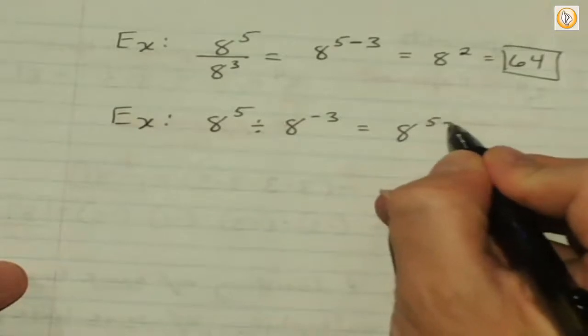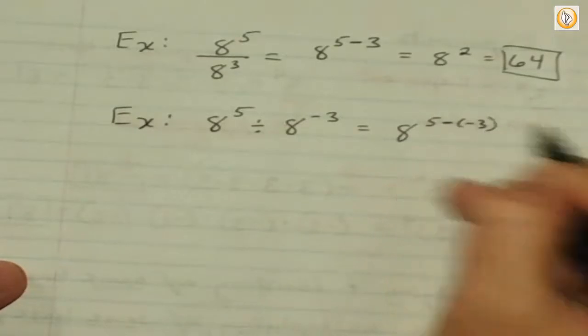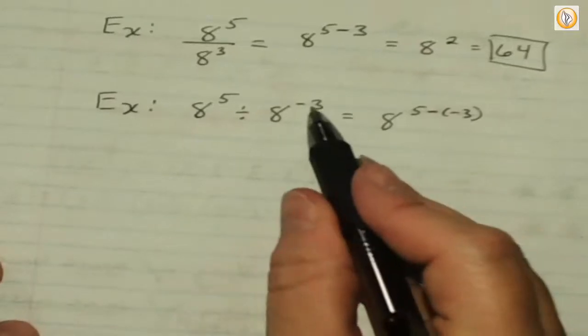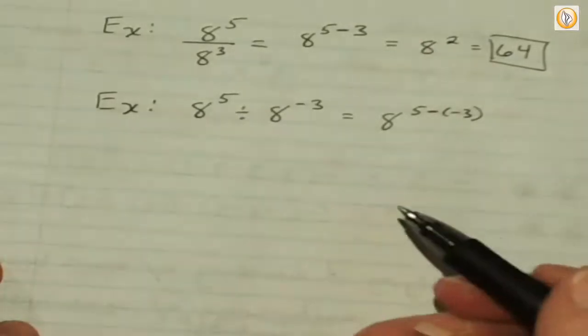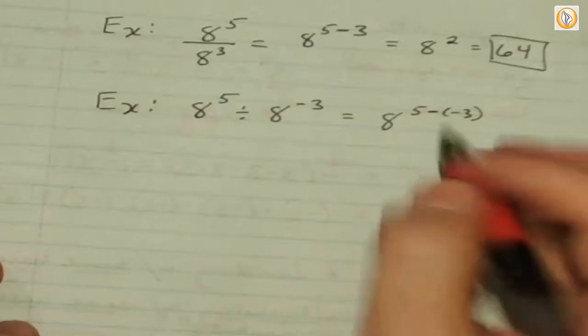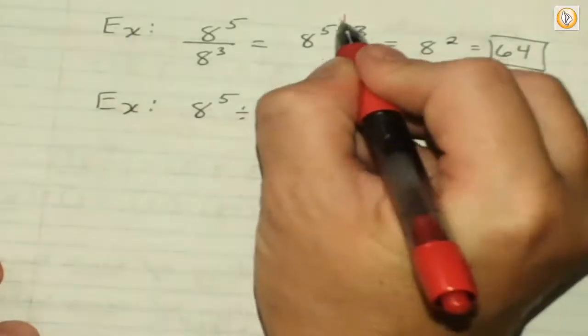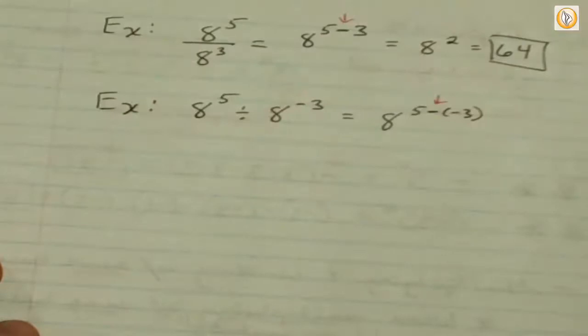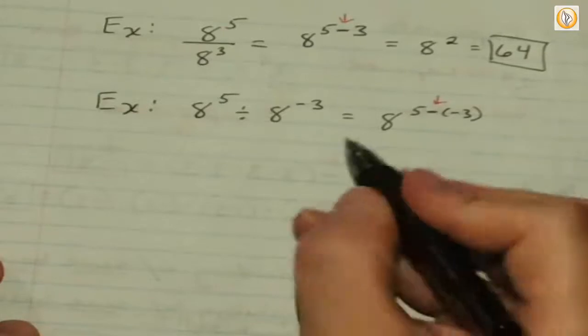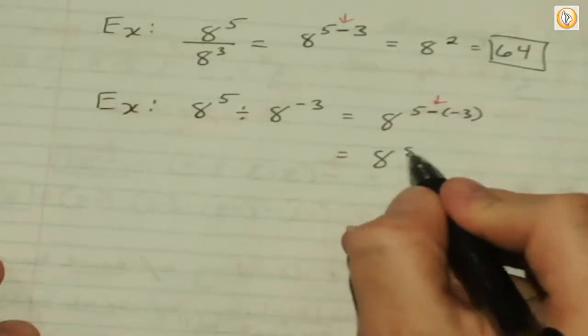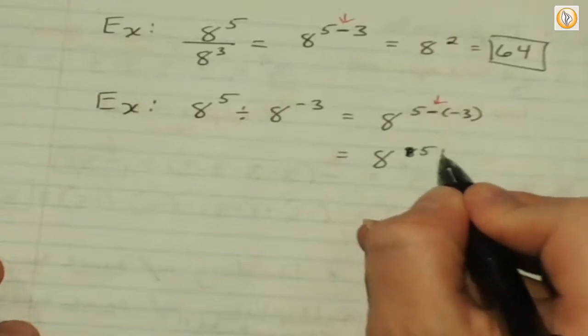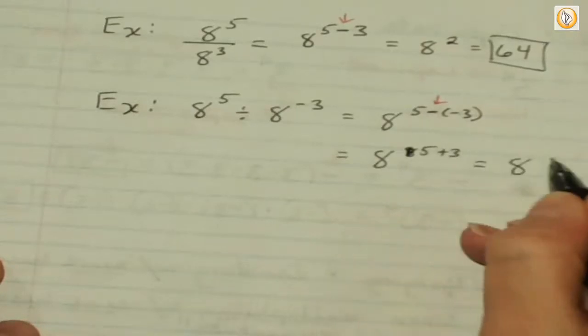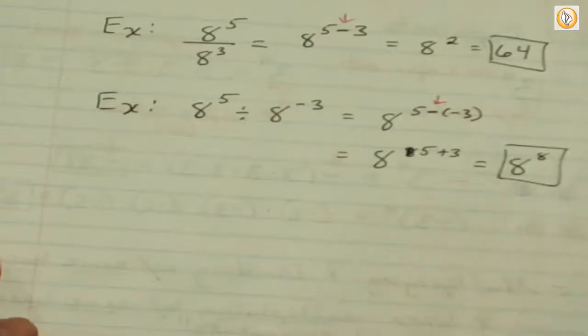So look here, guys. I have 5 minus negative 3. Common mistake: kids put 5 minus 3 and call it good. This negative sign better always be there. So a negative in front of a negative, Emily, is what? So that's really 5 plus 3, which is 8 to the 8th power. I'm not going to go any further, that's a big one. That's why I'm just leaving it.